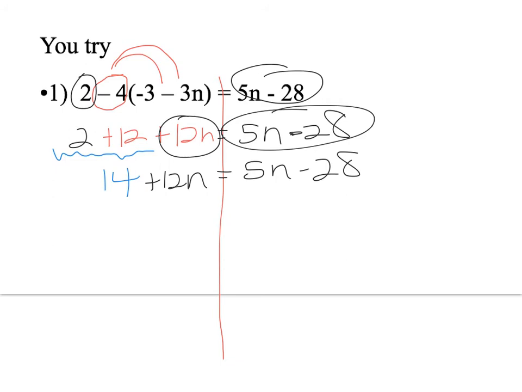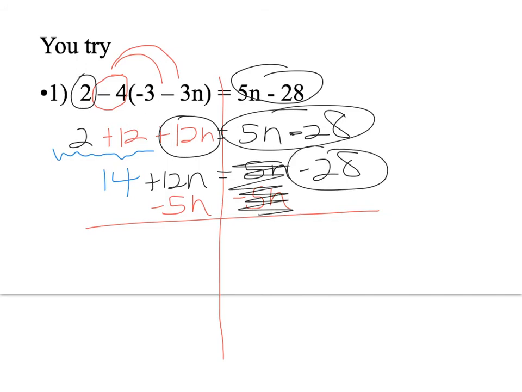Step 3, you should have moved your smallest variable. Our smallest variable was 5n, so I'm going to subtract 5n from both sides. The 5n's will go away, leaving me with negative 28 equals 12 minus 5, which is 7. So we have 7 n's, and then we still have a 14. Again, this is a positive 7, so I'm going to go ahead and put a plus sign in between there.